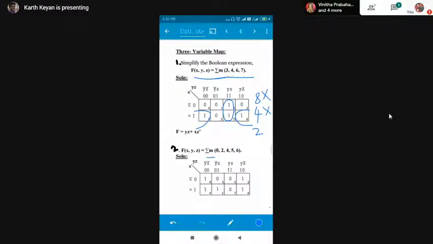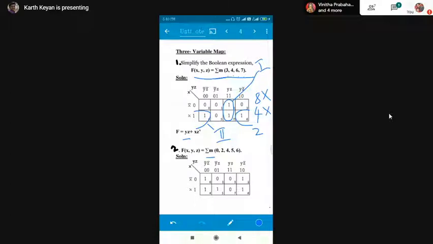Sir, how do we write the first term? This is your second term, and this is your first term. For the first term, there is nothing common on the left side, so there is no x or x bar. At the top there is only a common value, which is y z.